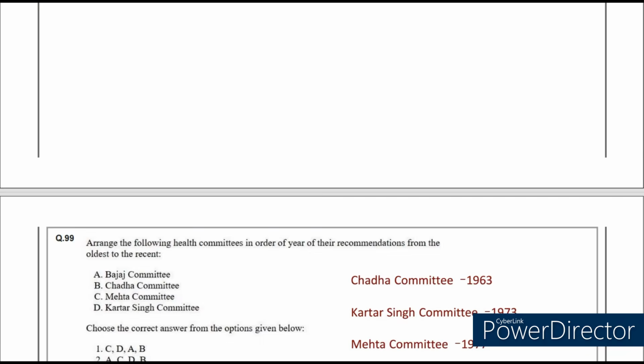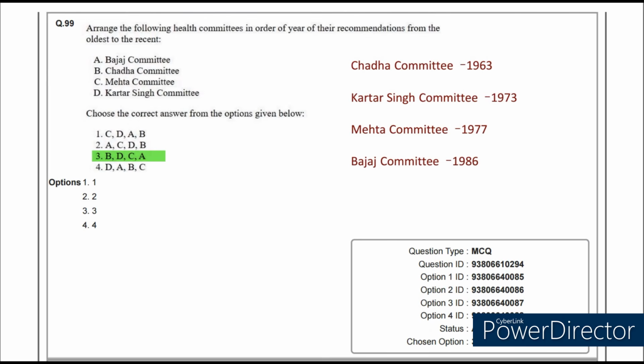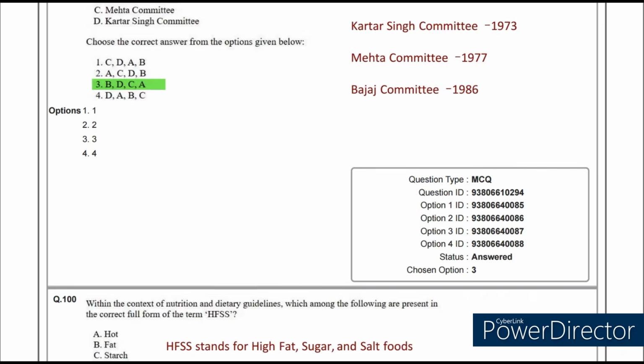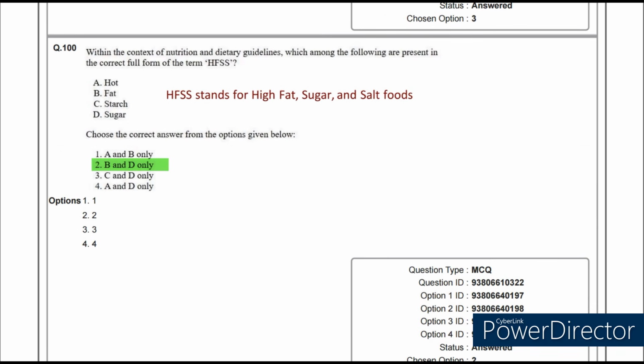And now coming to question number 99, again a chronological question on health committees, which is very direct and easy. They're asking from oldest to recent. So Chadha committee, followed by Kartar Singh committee, Mehta committee, and the last should be the Bajaj committee. And now coming to question number 100, again a direct question on HFSS. So HFSS is nothing but it stands for high fat, sugar and salt foods. So option 2 is correct.